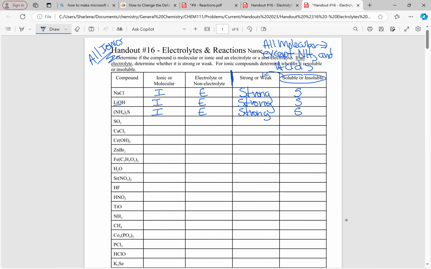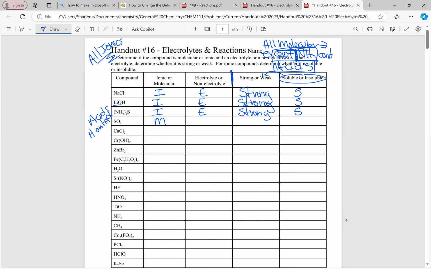All right, next, SO2, sulfur dioxide. Now this one's molecular. So I do have to ask the question, well, are you an electrolyte? And I'm back up here. All moleculars are non-electrolytes except ammonia and acids. And so I need to ask myself, is that ammonia? Well, the answer is no. Is that an acid? No. How do I know? Because remember, acids have a hydrogen on the left.